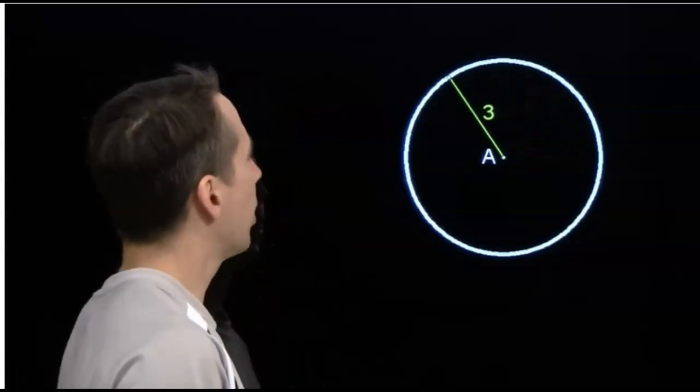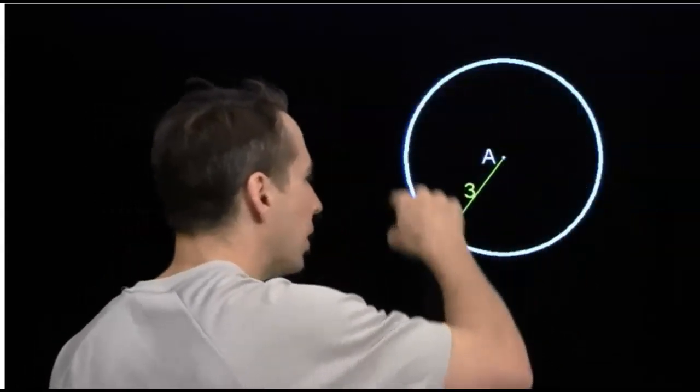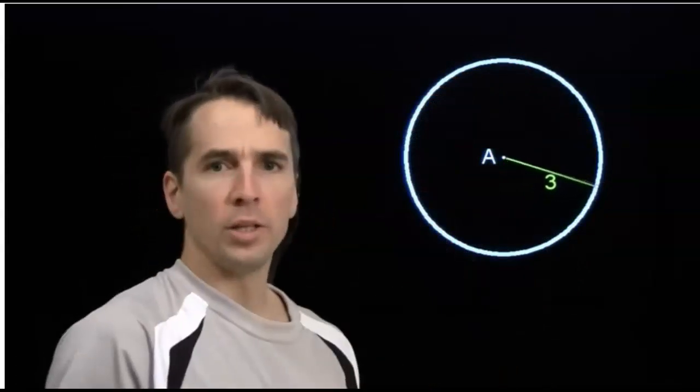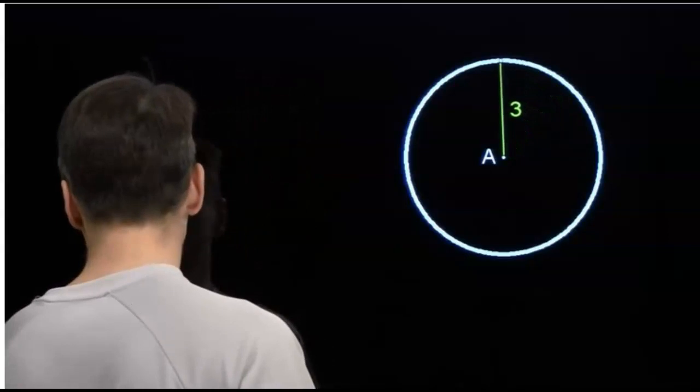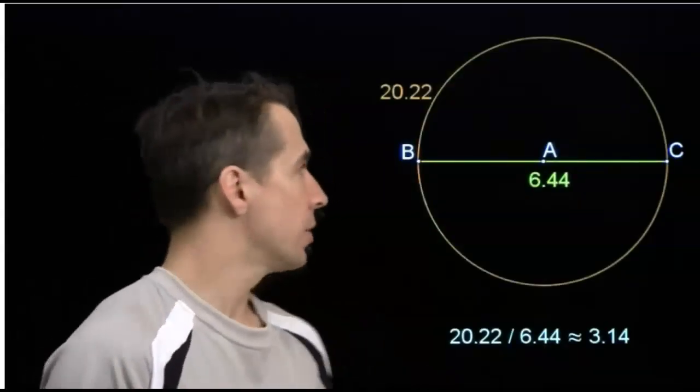An interesting problem here is how far does that blue point, this point that's going around the circle, have to go in order to go all the way around the circle once? What's the perimeter of a circle? Well, we have a special word for the perimeter of a circle. We call it the circumference of the circle.